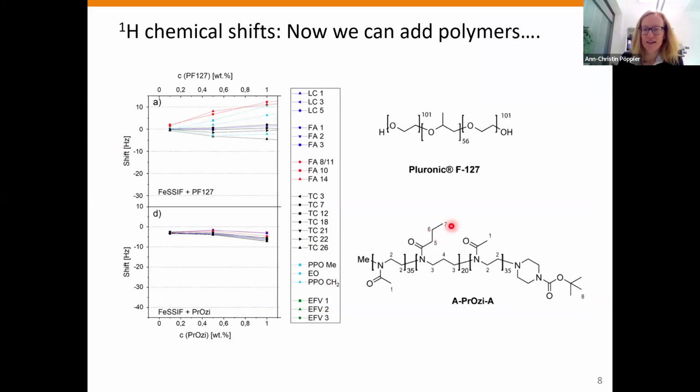And then I can observe, for a commercial one, you can see here the very famous class of Pluronics, or for one that we got from a collaboration partner made up of polyamides. You can see that if we increase the concentration of this commercially available polymer, we also see an increase in the change in chemical shifts for all the components in the mixture, while for the second polymer, there's barely anything happening if I increase the concentration of the polymer.